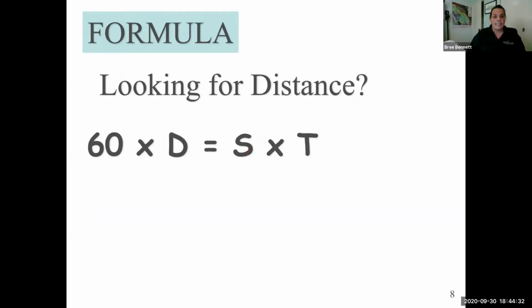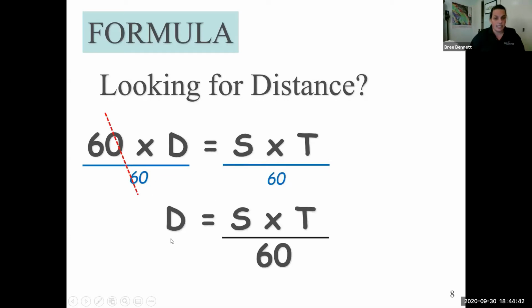So each problem that we have, we might be looking for something different. Our last one is distance. How do we get distance by itself? Same thing. We divide by 60 on both sides. The 60s cancel out, and we're left with distance equals speed times time divided by 60. So those are our basic formulas.